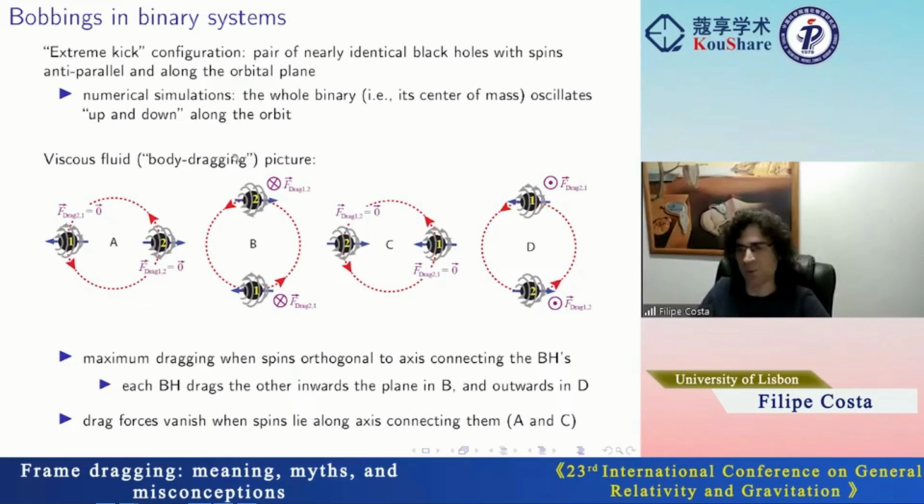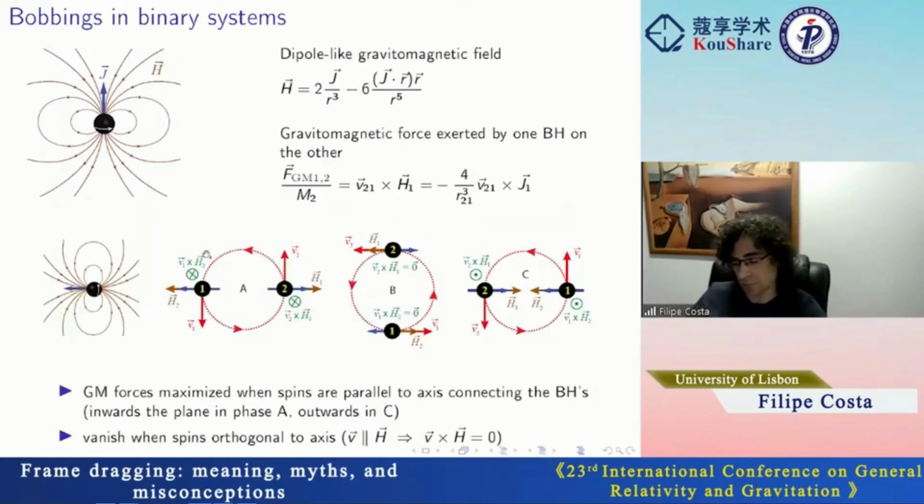So, according to this picture, when the spins of the black holes are orthogonal to the axis connecting them, the dragging forces would be maximized. So each black hole would drag the other inwards the plane in this phase here and outwards in this phase here. And the drag forces would be zero when the spin of the black holes is aligned with the axis connecting them. But the gravitomagnetic field produced by spinning bodies is dipole-like.